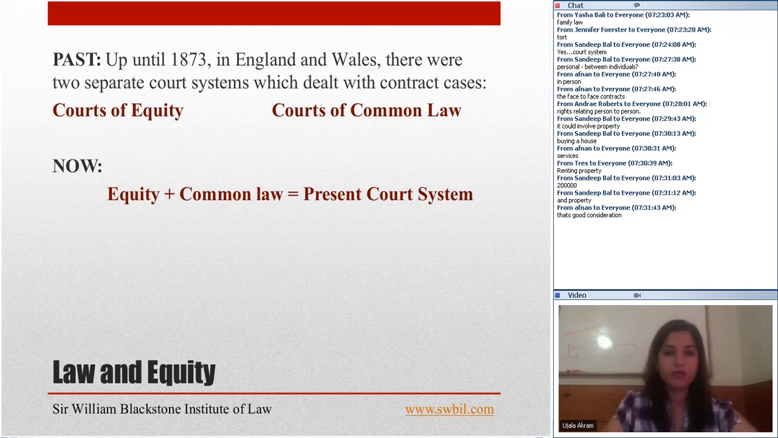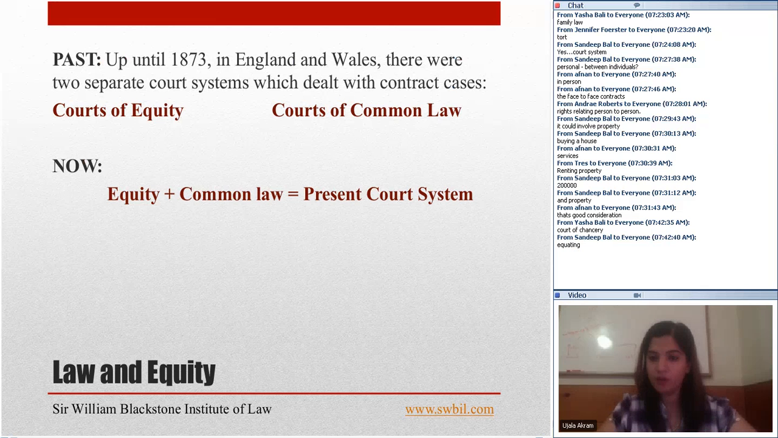Okay. So in past, up until 1873, in England and Wales, there were two separate court systems which dealt with contract cases: courts of equity and courts of common law. Equity. Does anyone know what does equity mean? Literally, the word equity. Equating. Can you be more specific?